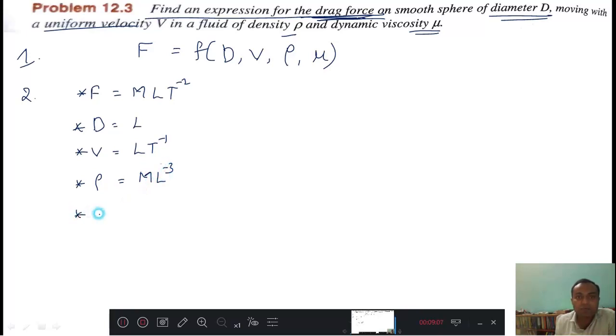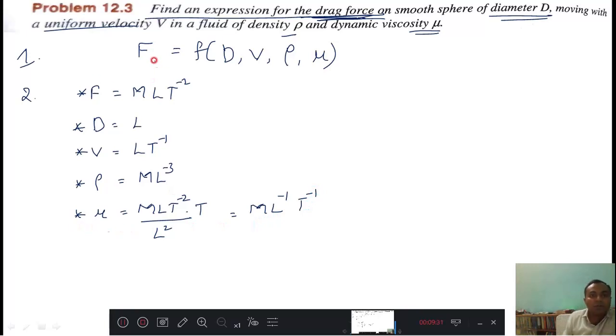Then viscosity unit is Newton second per meter square. Newton means m l t raised to minus 2, Newton second means t, divided by meter square which is l square, therefore the answer is m l raised to minus 1 t raised to minus 1. This is the dynamic viscosity. We had 5 parameters. I wrote the dimensions here, therefore the second step is over.